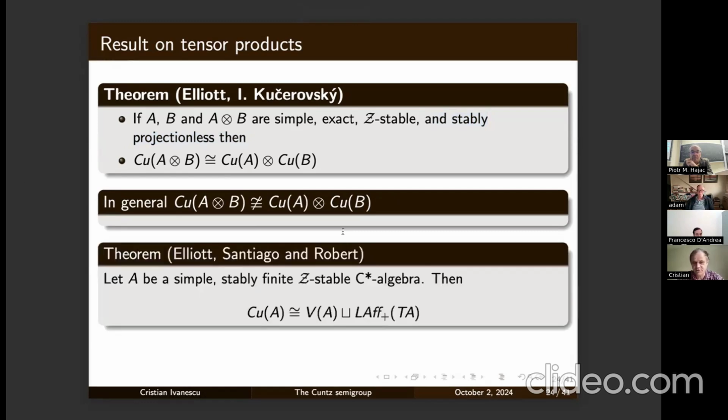So crucial for us is a result due to Elliott, Robert, and Santiago, where they extend the previous representation of the Cuntz semigroup. So remember, I mentioned that the Cuntz semigroup, like the GNS, if you want, for a C*-algebra, you can represent it as V sub A, these are the compact elements or the projections, disjoint union with lower semicontinuous affine functions on the cone. These are the purely positive elements. Now, what they did, basically, they go beyond, so they don't assume unital as well, right? So unital is no longer assumed.